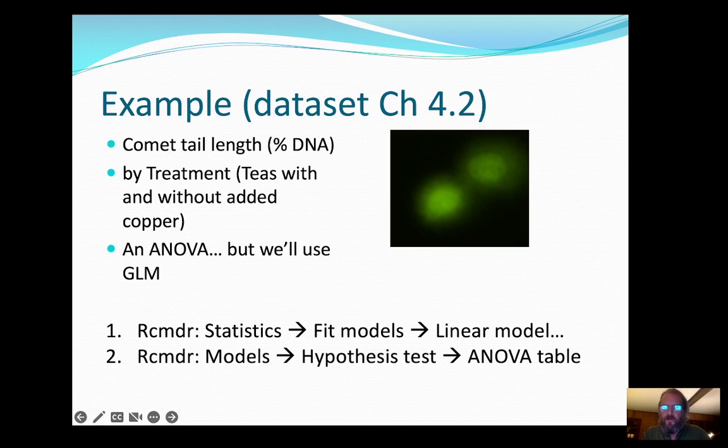So these are two comets, and you can't really see it, but the tails extend out here, indicating DNA has been broken up and has migrated in our electrophoresis gel, and we took pictures, and then we measured the lengths of the tails, right? Okay, so we've analyzed that in various ways throughout the semester. We're going to now analyze it using the general linear model. So in R Commander, Statistics, Fit models, Linear model, that'll generate most of our output. Then we also want to generate a nice ANOVA table, and so these are the R Commander commands for that. We're just going to scan through those fairly quickly.